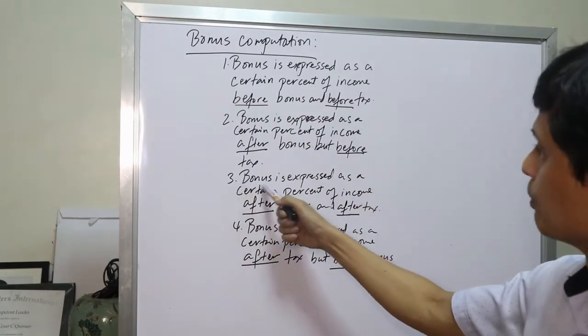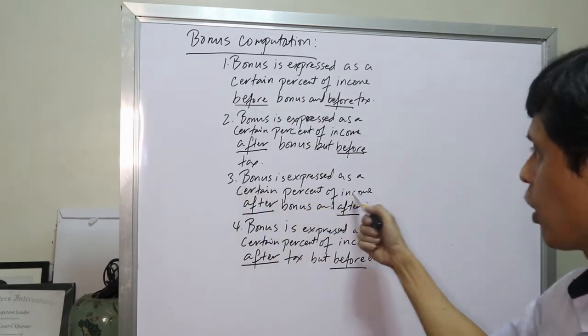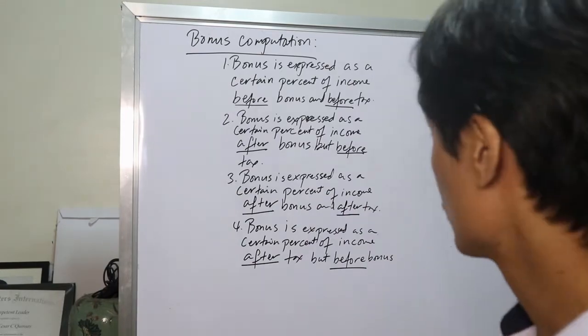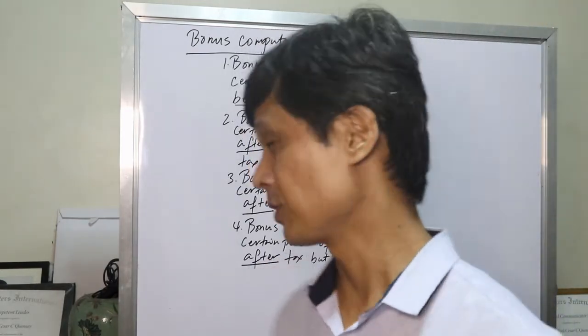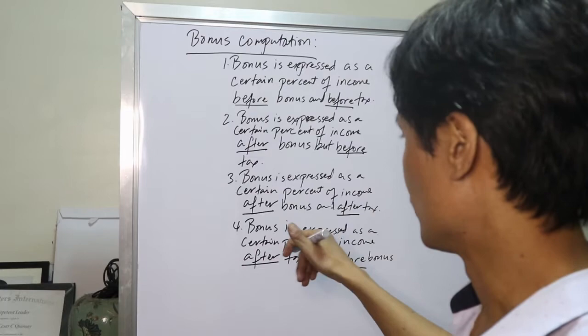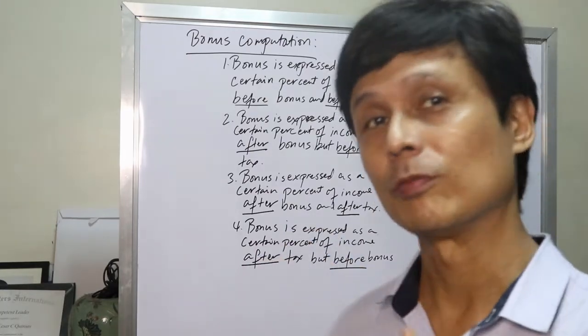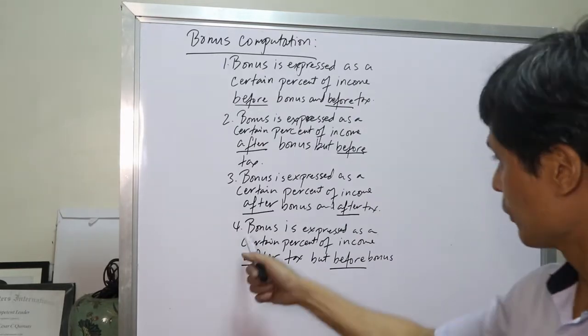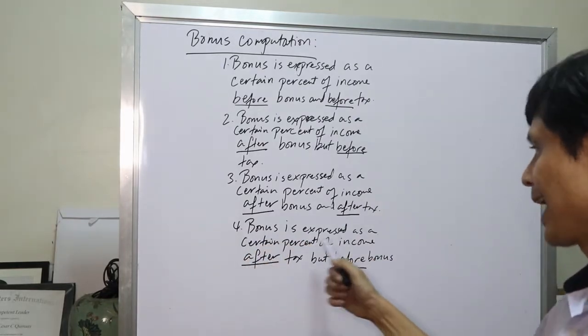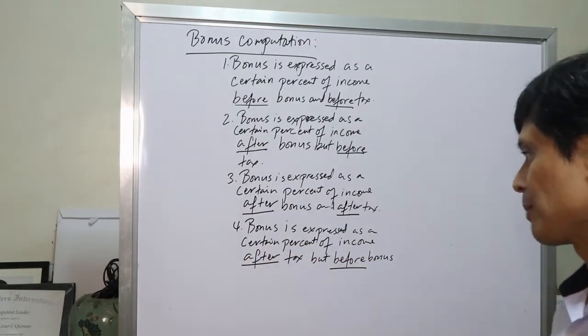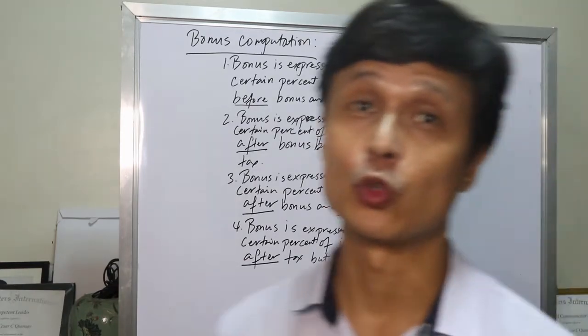And number 3 is bonus is expressed as a certain percent of income after bonus and after tax. Ito medyo masalimuot na to. Pero, kakayanin natin to. Number 4 is bonus is expressed as a certain percent of income after tax but before bonus.